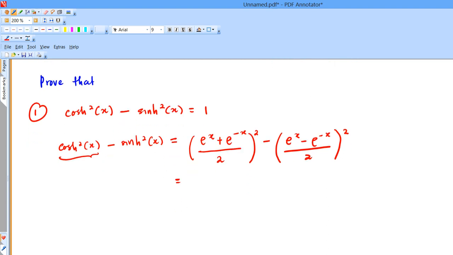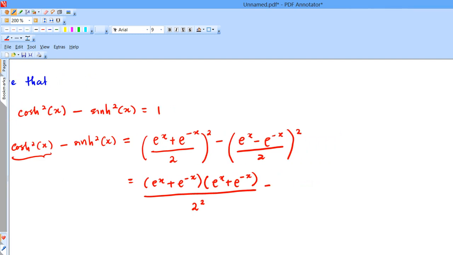And then equal to, we need to expand numerator and denominator for both terms. So for the first term, actually e power of x plus e power of negative x times e power of x plus e power of negative x divided by denominator, or you can write as 2 square, and then minus the second term, we have e power of x minus e power of negative x times e power of x minus e power of negative x divided by 2 square.